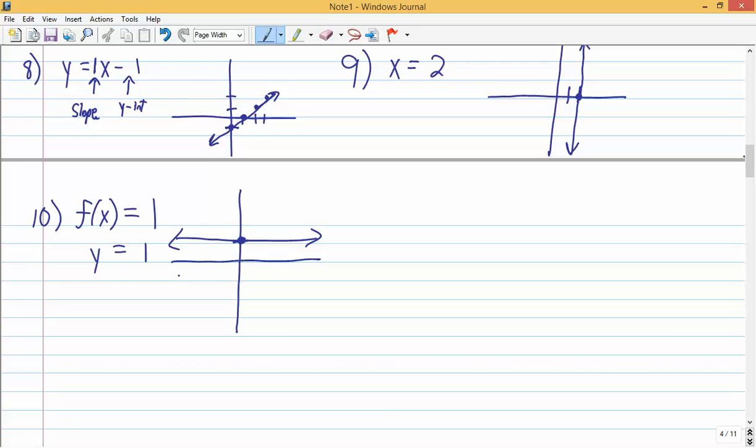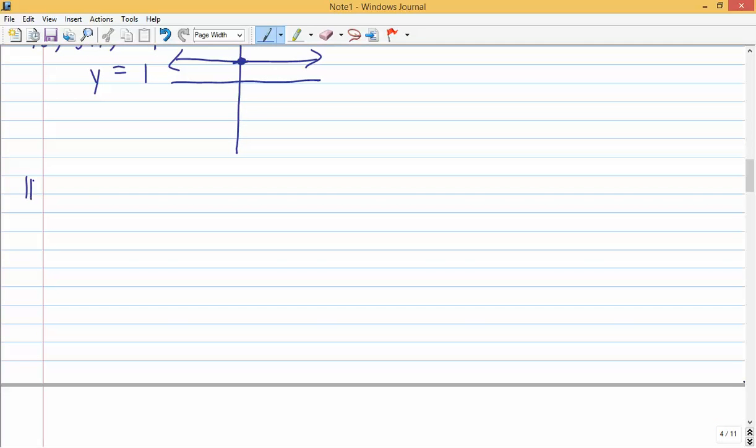Number 11, graph the linear function by plotting the x and y intercepts. So here is the equation given in number 11. This is in general form. The best way to use general form if you need to graph is by finding the x and y intercepts. That's what the directions say.